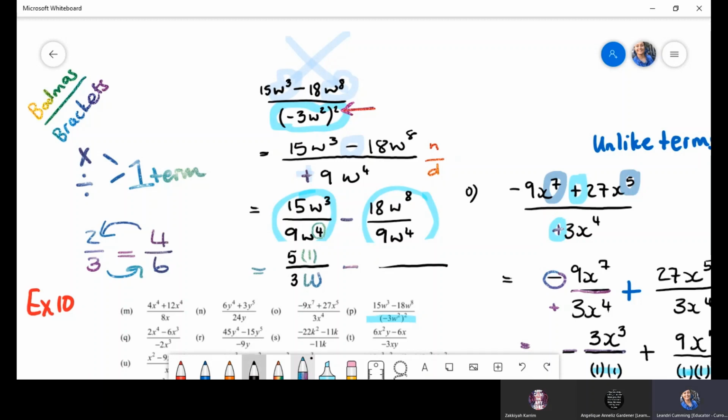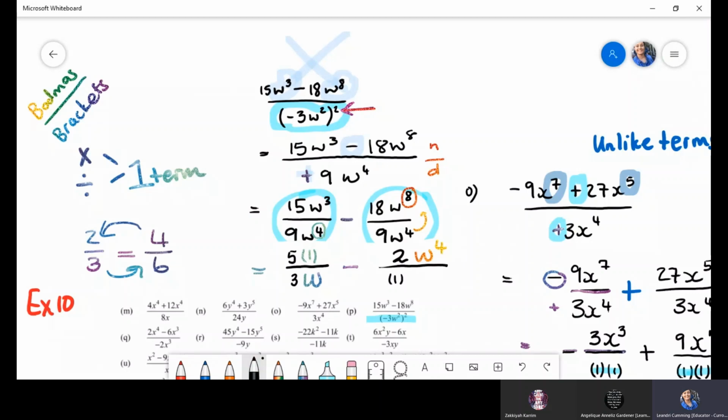What have I got in my next step? 18 and 9. 9 goes into itself once. 18 divided by 9 is twice. So just put your little placeholder there. 18 divided by 9 is in fact 2. And then I've got my w to the power of 8. Where is the highest power? It is situated in the numerator in this case. Therefore, w will remain in the numerator with a power of 8 minus this 4. W to the power of 4.